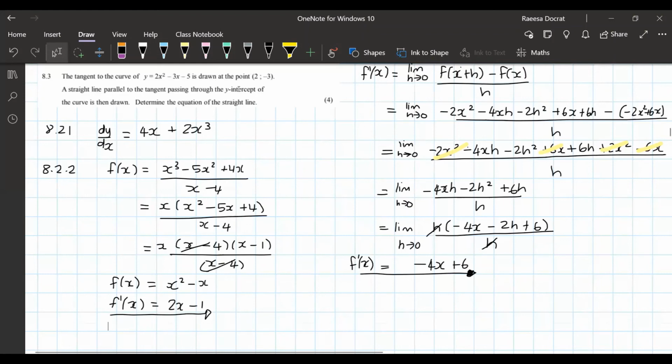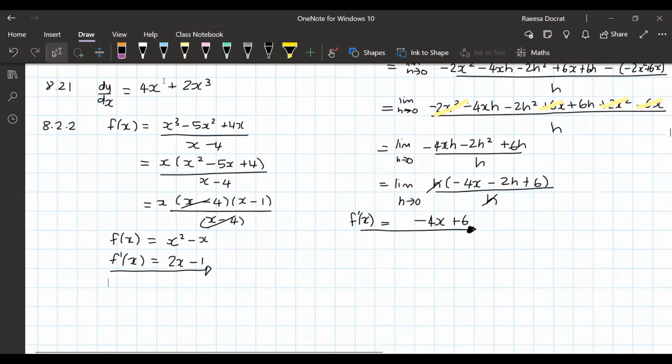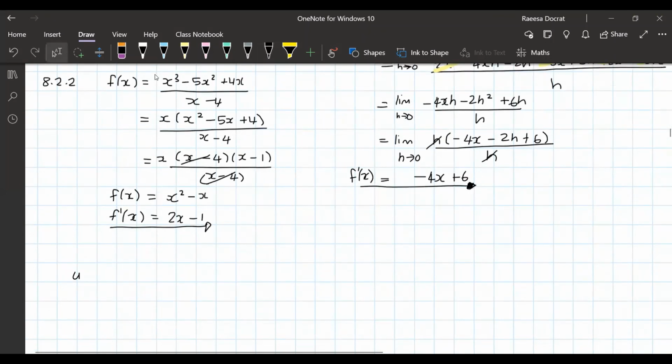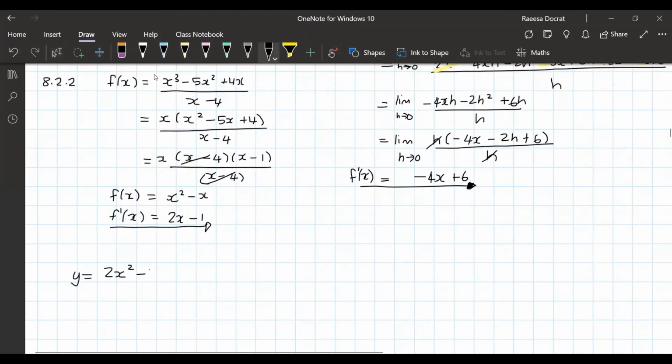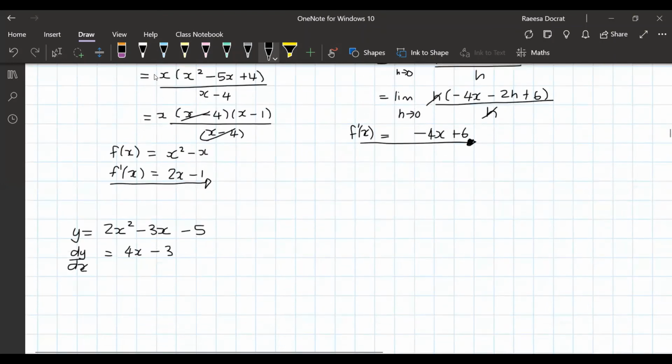Okay, so we want to first get the gradient. So we get the derivative of the equation of the curve. We have y is equal to 2x squared minus 3x minus 5. So dy by dx is equal to 4x minus 3. That's the derivative. And then to get the gradient of the tangent, we evaluate it at the x where the tangent is.